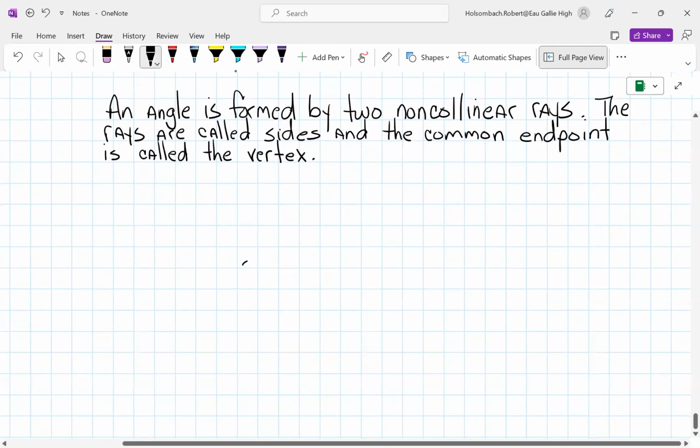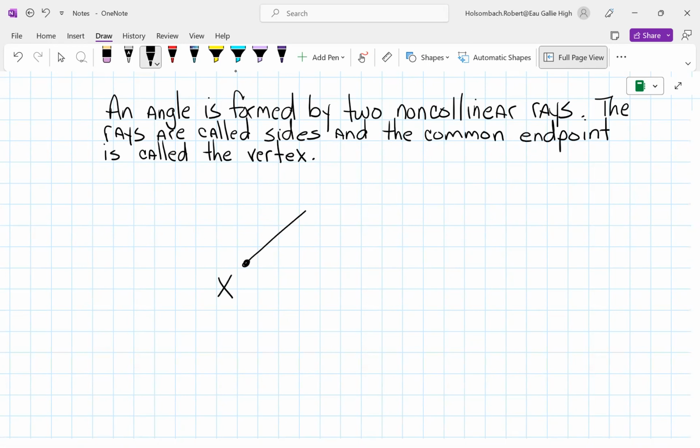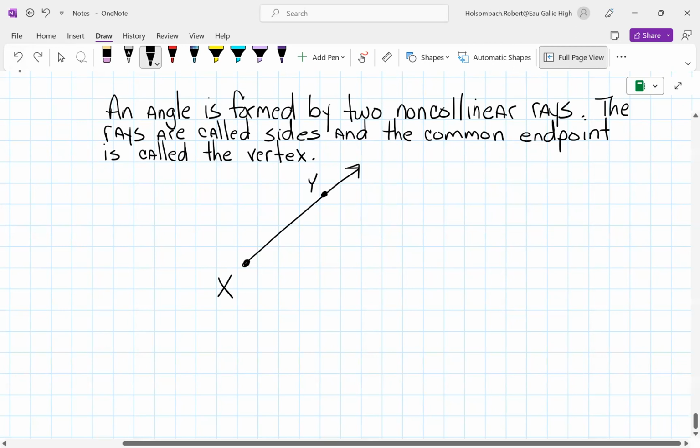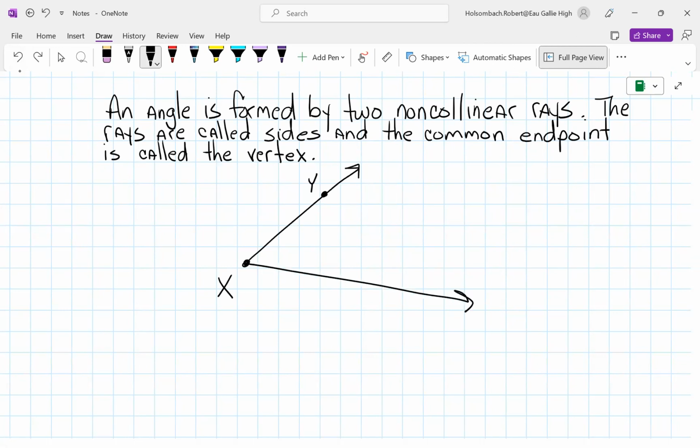So if we take a point X, and we draw a ray, put point Y on here, and then from X, we draw a second ray, put point Z on it. Well, we have vertex X, which is right here. That's called the vertex of the angle.